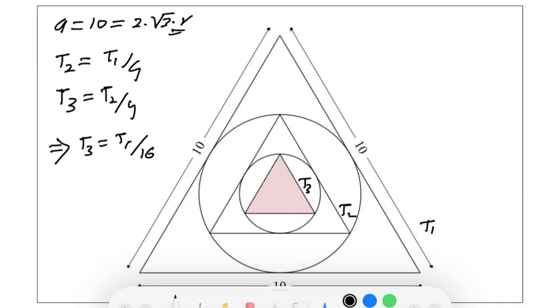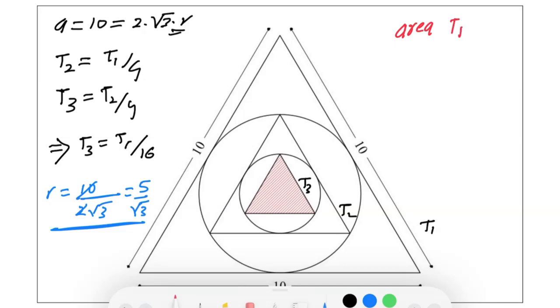So R equals 10 divided by 2 root 3. So this becomes 5 by root 3. Why have we done this? Now, area T1 equals, how much was the area that we figured out in the earlier case? 3 root 3 r square. So this is 3 root 3 multiplied with 5 by root 3 whole square. Okay. Always remember r is the radius of the circle inside. So this is r. That's why we have figured out r in this case.